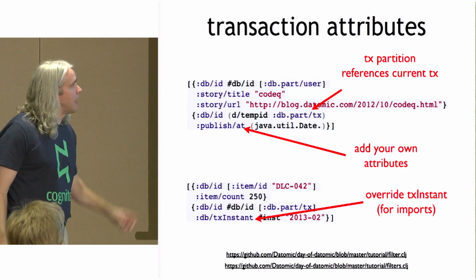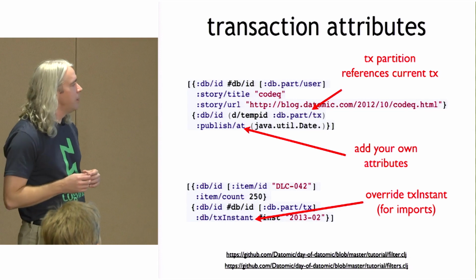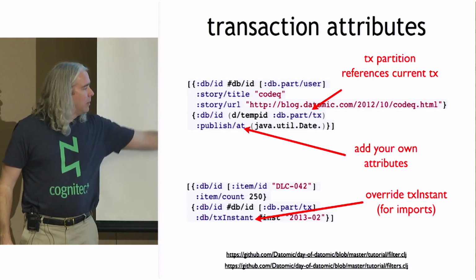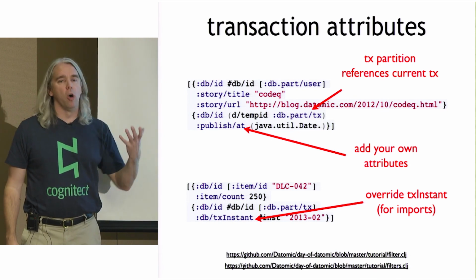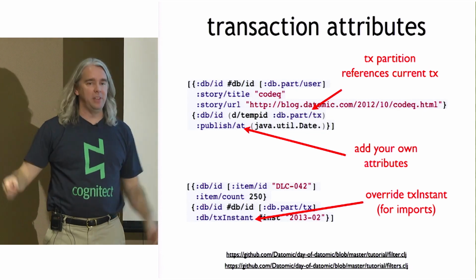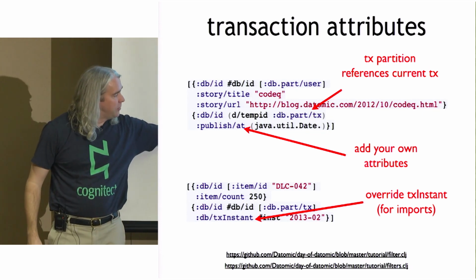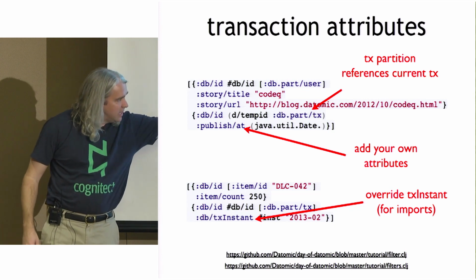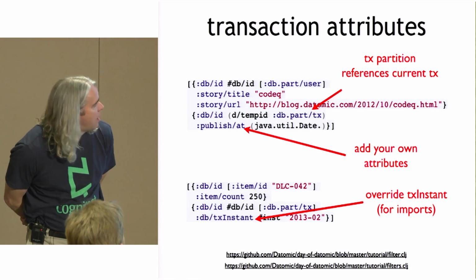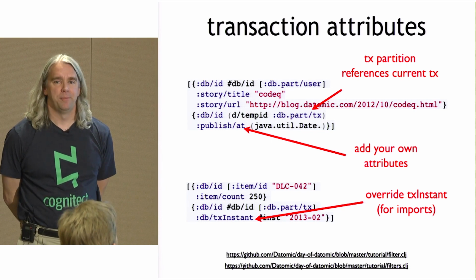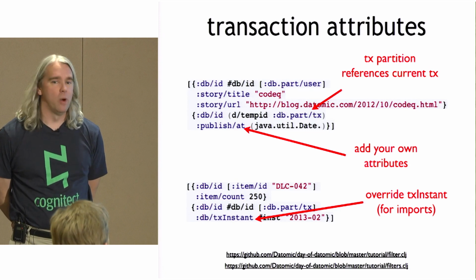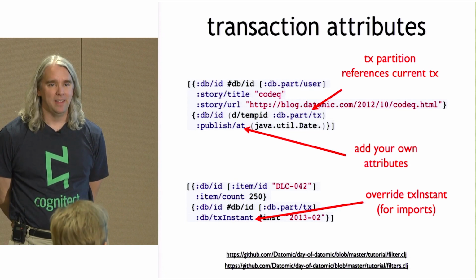The other thing you could use that for, other than adding your own attributes, is you could also add the db/txInstant. Datomic will assign a txInstant based on the wall clock of the transactor. It'll say, hey, I'm doing this transaction. It's right now. Here's the tx instant. But if you set the txInstant, and notice that I'm setting it on an entity again in db.part/tx, then you're overriding that. The only place you should probably do that is imports. Because what you're doing now is taking data out of another system that happened 5 years ago, and you want to make it look like it happened 5 years ago in Datomic.